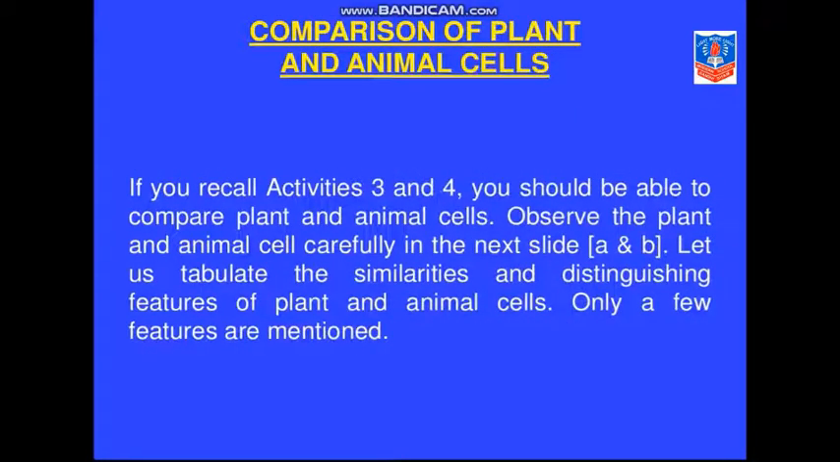Now, comparison of plant and animal cells. If you recall activities 3 and 4, you would be able to compare plant and animal cells. जो हमने दो slides बनाई थी, one of onion cell and one was of cheek cell. Observe the plant and animal cell carefully in the next slide. Let us tabulate the similarities and distinguishing features of plant and animal cells. Let's see what are the similarities and dissimilarities between the plant cell and animal cell. Only a few features are mentioned. Other features I told you, you will be studying in your higher classes, students. Let's see.